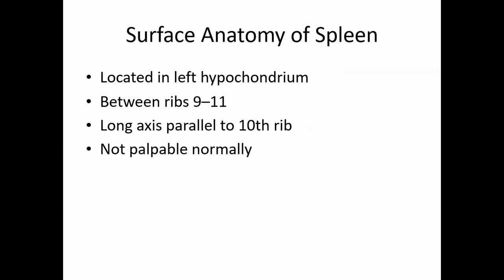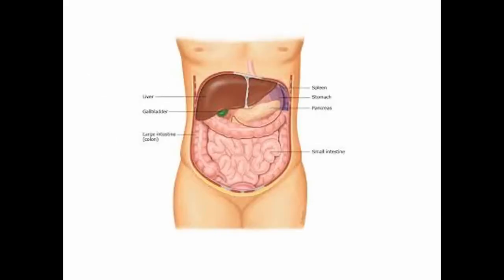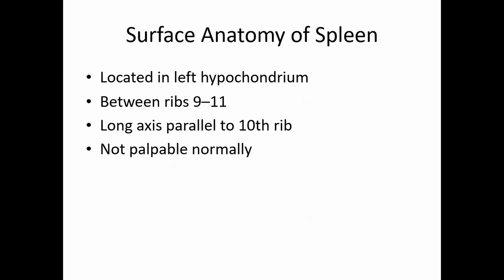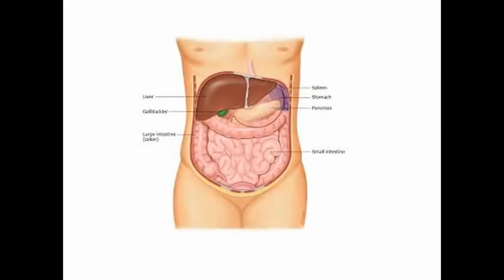Now come to the surface anatomy of spleen. Spleen is located in the left hypochondrium between the 9th and 11th ribs, long axis parallel to the 10th rib. And the most important part, spleen is not palpable normally in a healthy adult. So you can see this spleen is present at the mid axillary line between the 9th to 11th rib, long axis parallel to the 10th rib, and it is not normally palpable in a healthy adult.